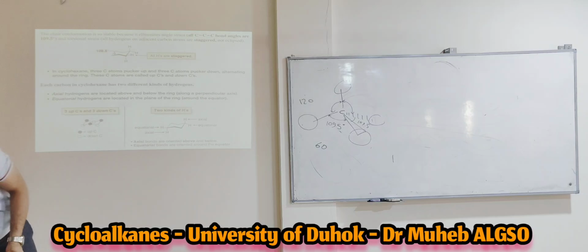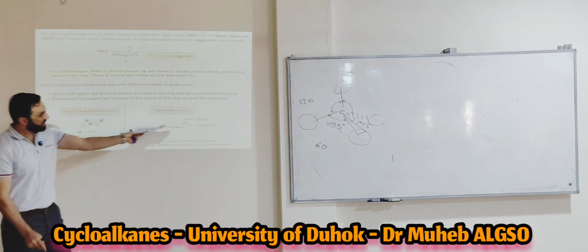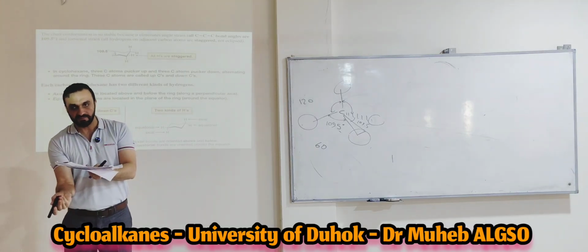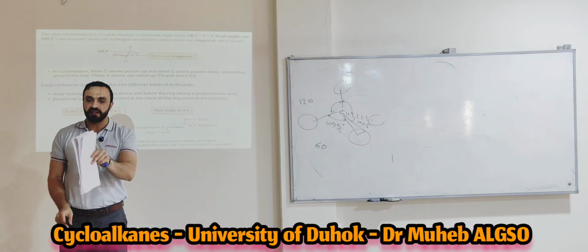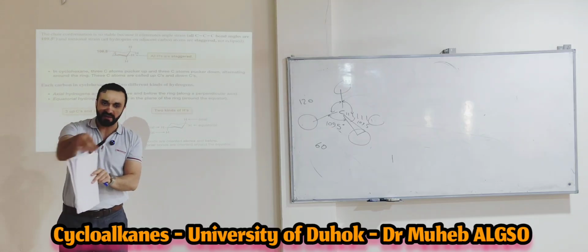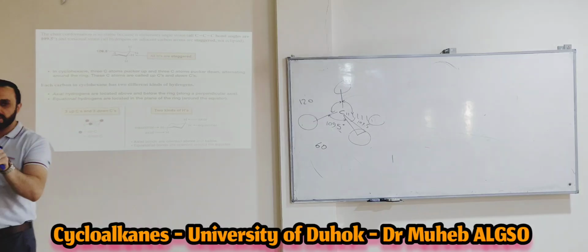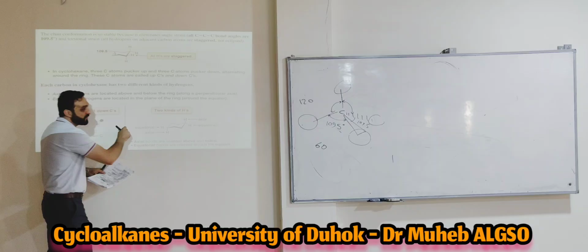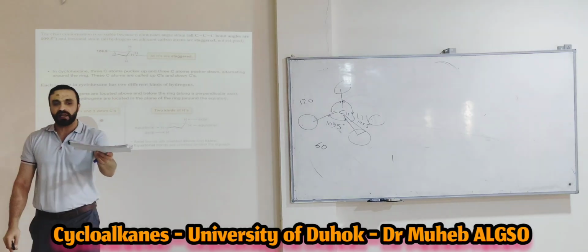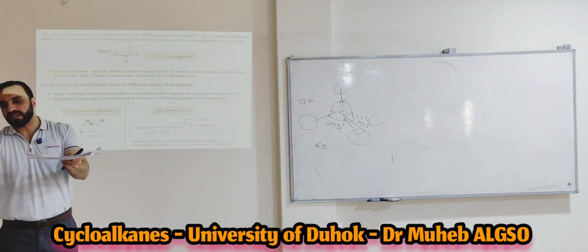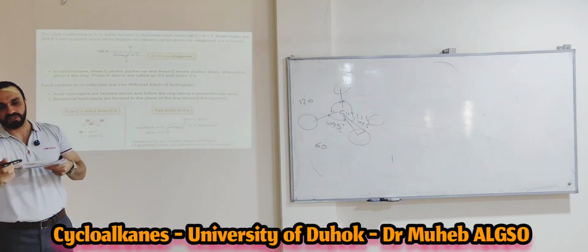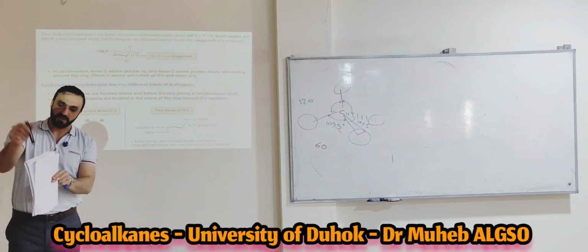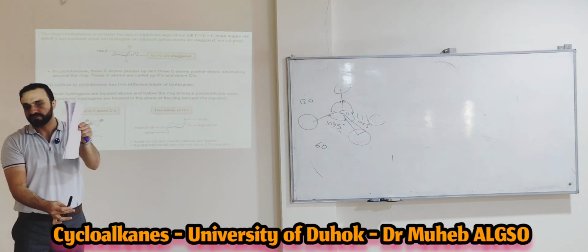Again, if this is the plane of the molecule like that, the axial hydrogen will be up and down to the plane. If your plane is like this, the axial hydrogen will be on this side and on this side. You understand? This is the axial hydrogen. And the equatorial hydrogen will be with the plane of the molecule. That means if your plane is like this, this is the equatorial hydrogen. If your plane is like this, where's the equatorial? Equatorial hydrogen. Do you understand?